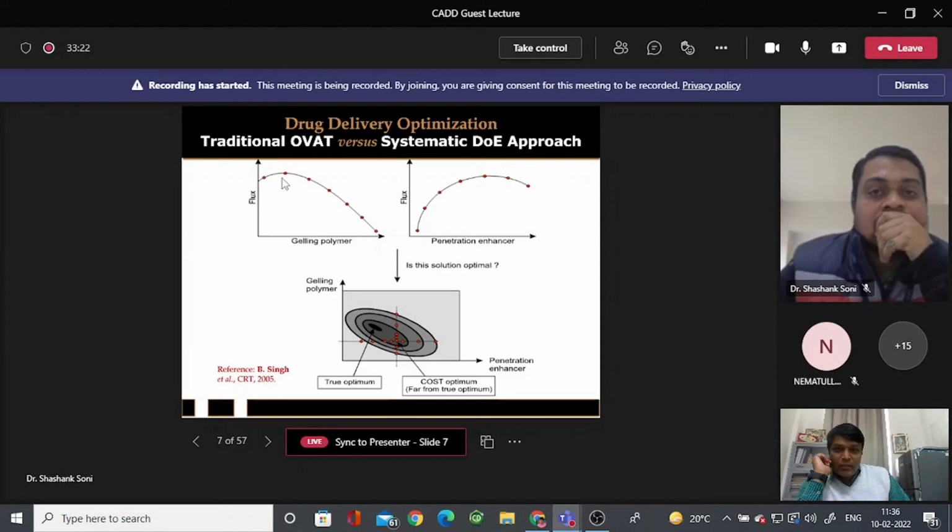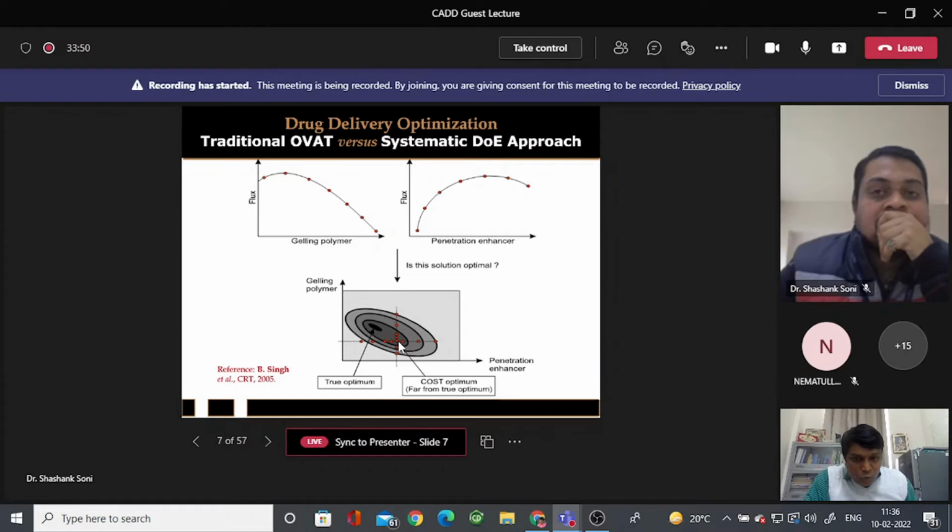Say we have fixed this concentration at 1.5, है ना? And then we have made the gel and added the penetration enhancer 1%, 2%, 3%, 4%, and 5%. Then we have decided the 5%. Now we have come up with a gel which has 1.5% of the gelling agent and 5% of the penetration enhancer. Come to this picture.